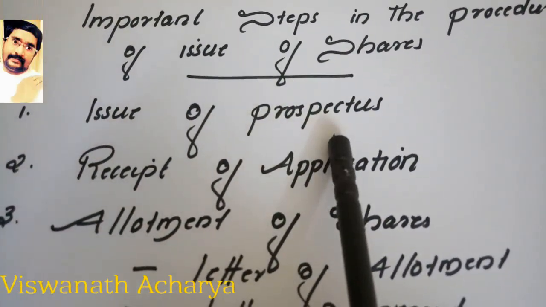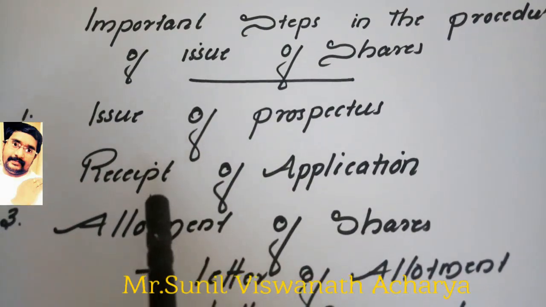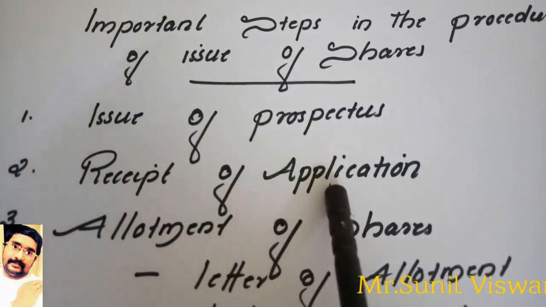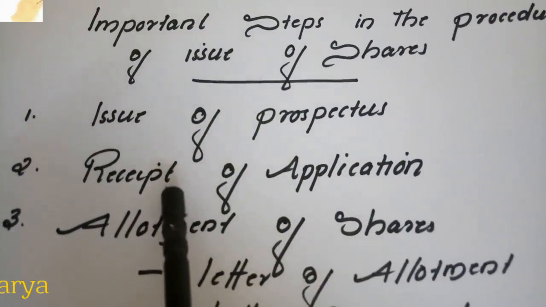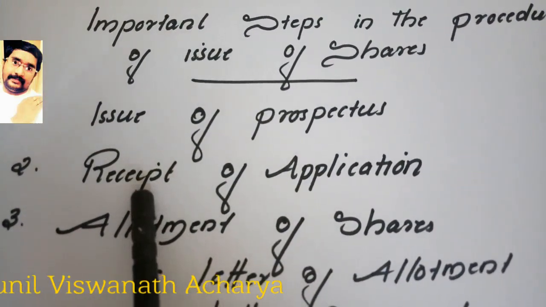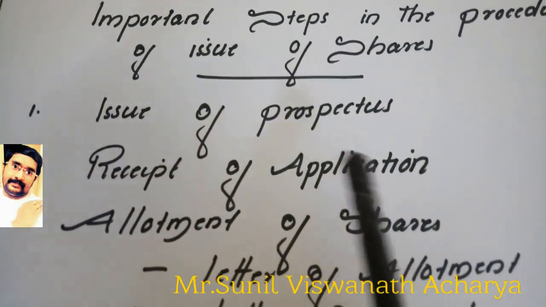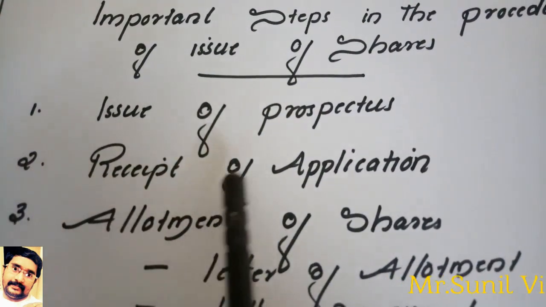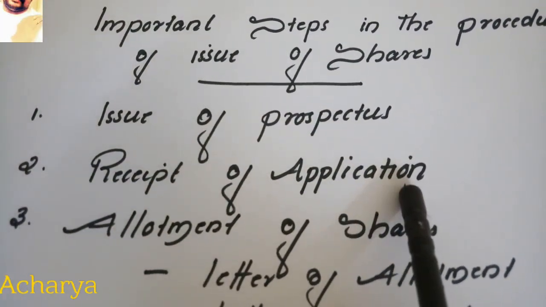After seeing the prospectus, what will the public do? They will apply for the shares. So who will receive that application? The company will receive the application. So the second step is receipt of application.